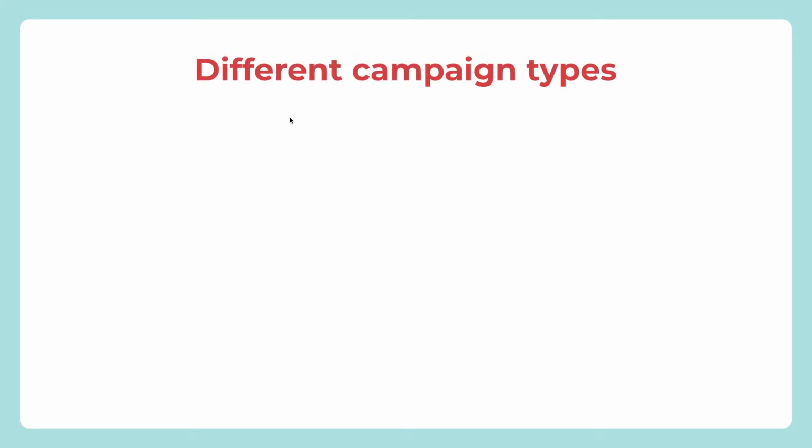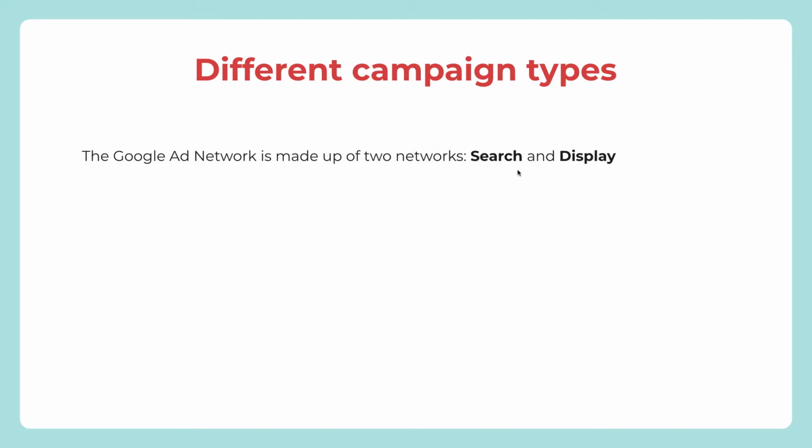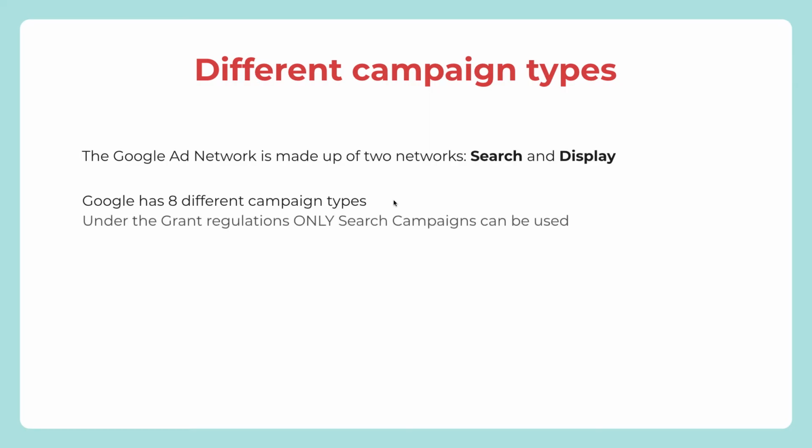So what are the different campaign types? This is a little bit of a trick question. The Google AdWords network is made up of two networks, search and display. And Google has 8 different campaign types. But if you remember what I just said, under the grant regulations, only the search campaigns can be used.